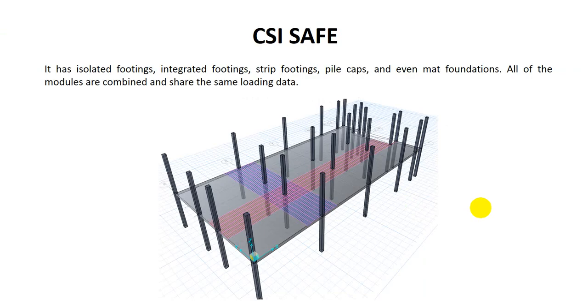After that, this is CSI SAFE. SAFE is a good and very usable software for foundation design. By using that, you can also design different types of slab. It has isolated footings, combined footings, strip footings, pile cap, and even mat foundation. The detailing in CSI SAFE is very, very good compared to other software. So I'll suggest to learn SAFE first, then learn STAAD Foundation Advanced.